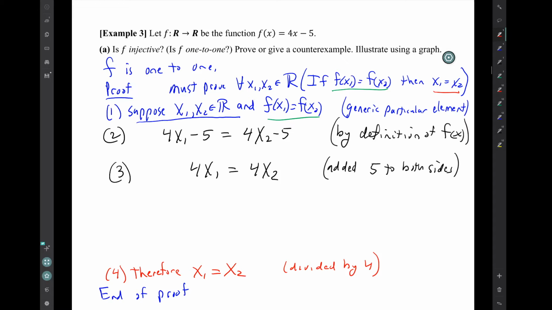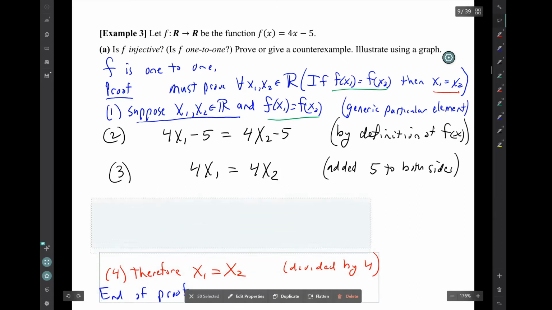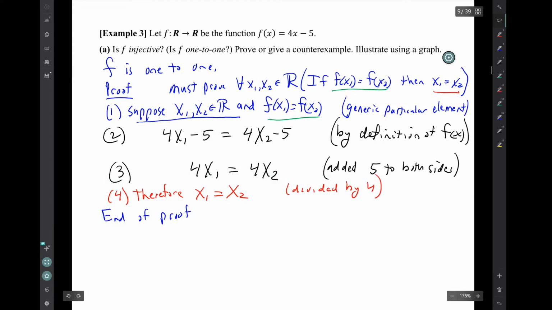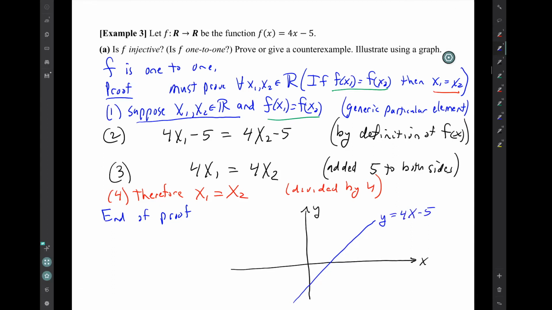Now we have to illustrate using a graph. Now for that I'm going to move this stuff that I wrote up so it doesn't take up so much space. So let's make a graph of our function. So there's the graph of our function, f of x equals 4x minus 5. Notice that there is no horizontal line that touches that graph more than once.